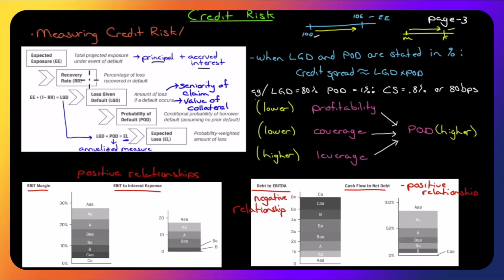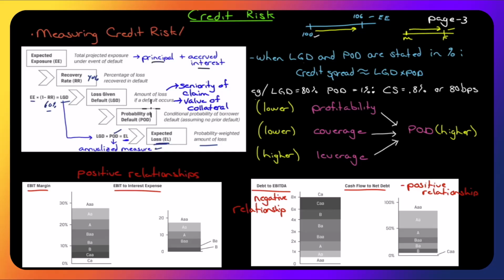So let's say the recovery rate is only 40%. That means 1 minus 40% is 60%. So you'd multiply your expected exposure by 60% because you're only losing 60% of the expected exposure. That would be your loss given default. Then you'd multiply that by the probability that it actually defaults, and that would be the expected loss, the probability weighted amount of loss. The probability of default is usually stated as an annual measure.